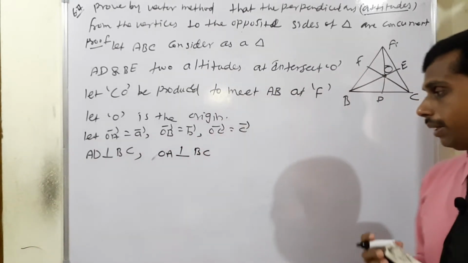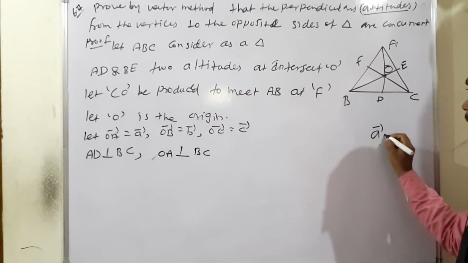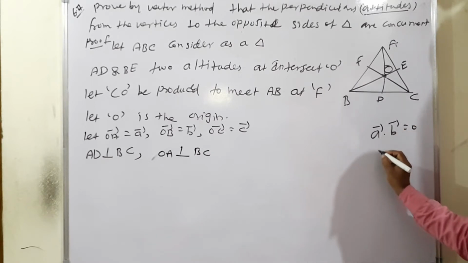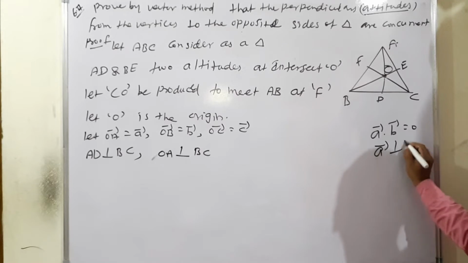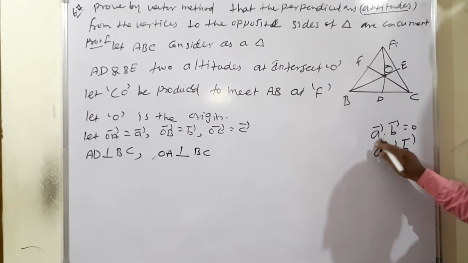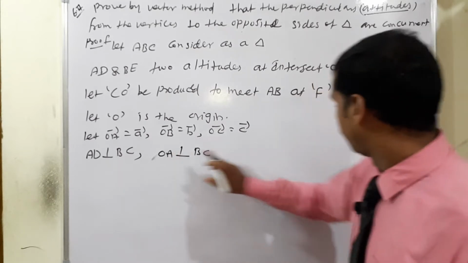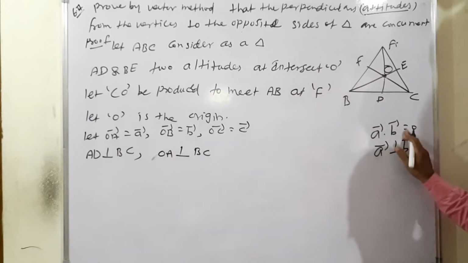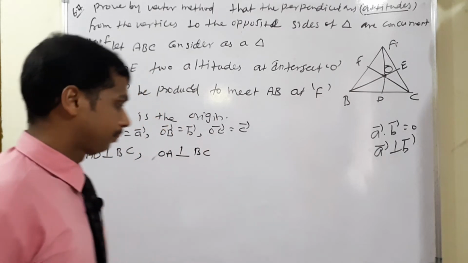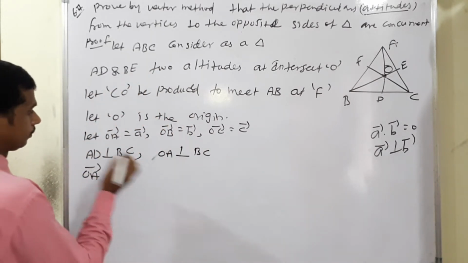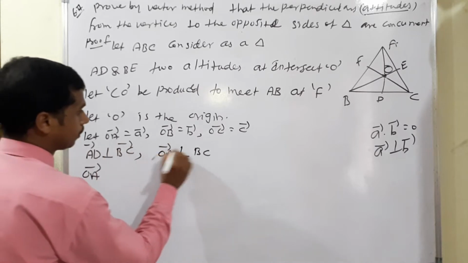Already we learned in the basic concept, if the dot product of A vector and B vector is equal to 0, this means they are perpendicular. What is the meaning? A vector is perpendicular to B vector. Then only we can say A vector dot B vector is equal to 0. So instead of perpendicular, we can write it in dot product form.